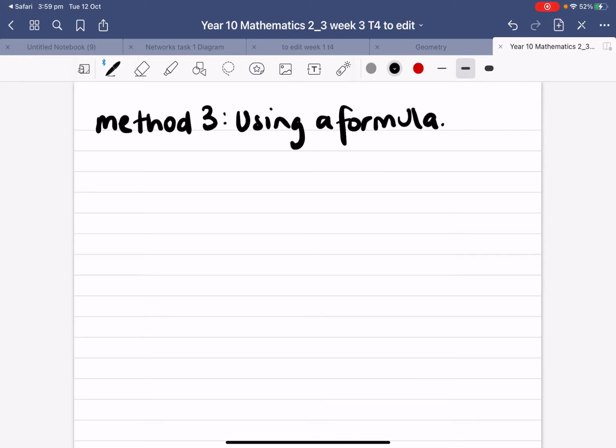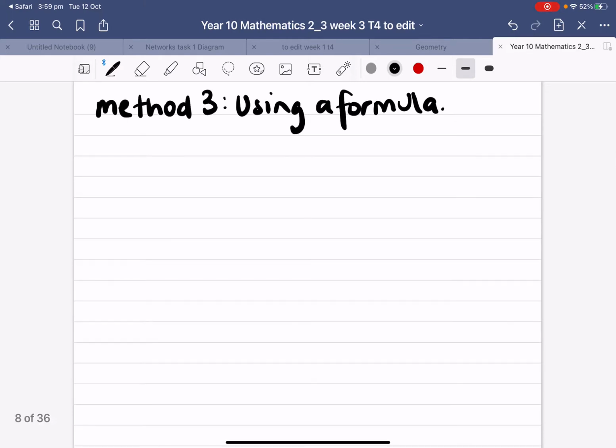Hey everyone, so this is our last and final method that helps us to find the axis of symmetry and the vertex, okay? So this is probably the easiest method to use, but I'm going to show you where it comes from, okay? So we're going to be using a formula, and we're going to derive that formula in this video. So, what we know about the axis of symmetry.